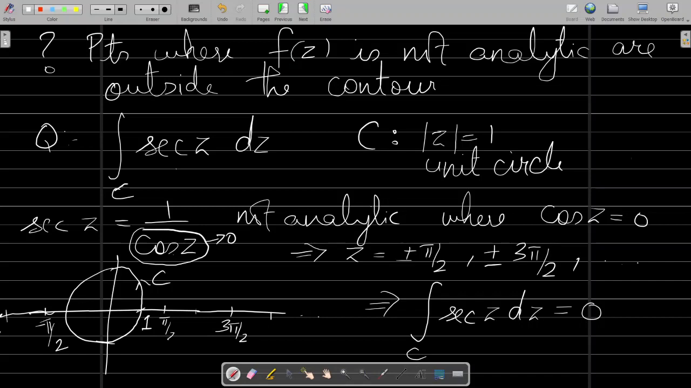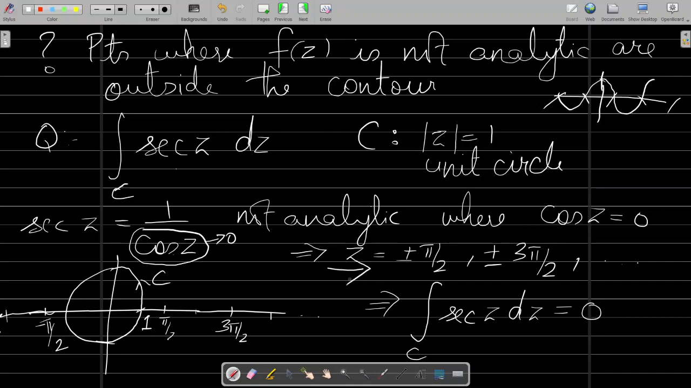So when is cos z 0? Cos z, you know, the curve is something like this. It goes on like this on both sides. So at pi by 2 it is 0, at 3 pi by 2 it is 0, at 5 pi by 2 it is 0, etc. It goes on like that on the right side. On the left side, at minus pi by 2 it is 0, then again at minus 3 pi by 2 it is 0, and it goes on to the left also.